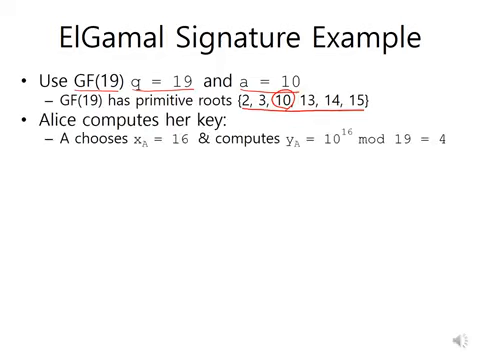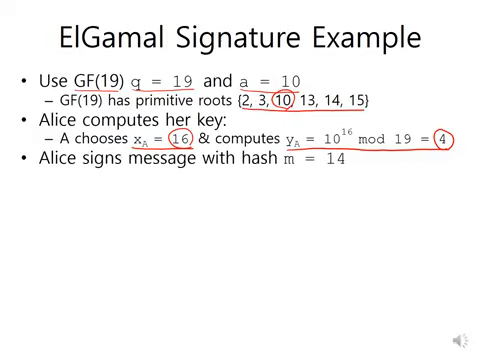Then Alice, the signer, computes her secret key and corresponding public key like this. She selects 16 as the private key XA and computes the public key YA as 10 to the 16 mod 19, and then it will be 4. So 16 is the private key and 4 is the corresponding public key. And then in order to sign the message, a hash function is used to condense the message. Let's suppose the condensed message to be signed is 14.